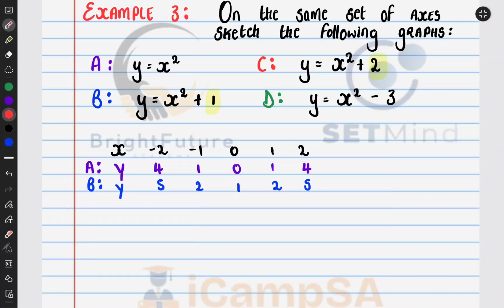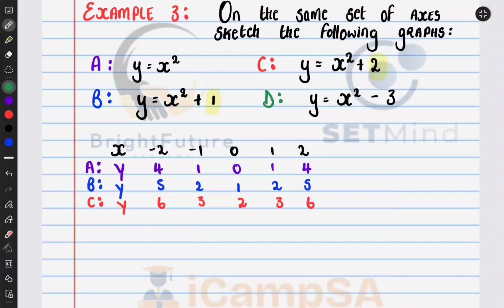And then we have function c. The corresponding y values of c are -2 squared is 4 plus 2 is 6. And then -1 squared is 1 plus 2 is 3. And then 0 squared is 0 plus 2, sorry, is 2. And then this is 3 and 6.